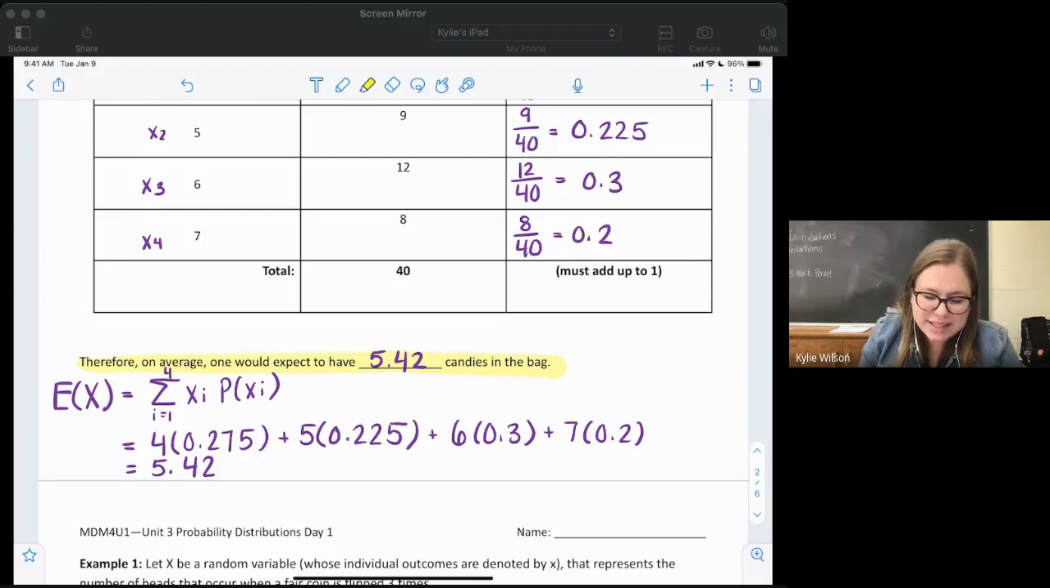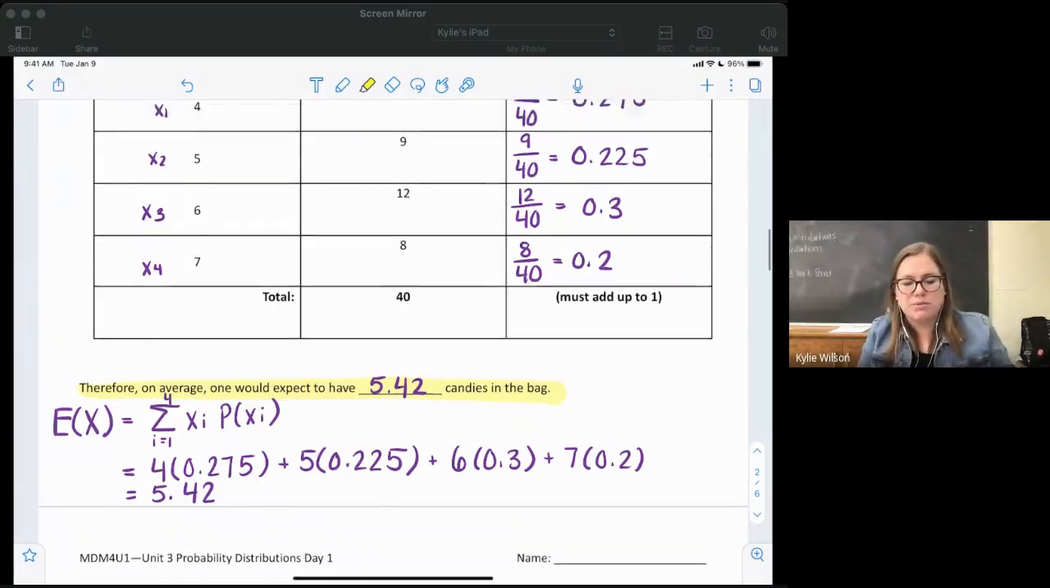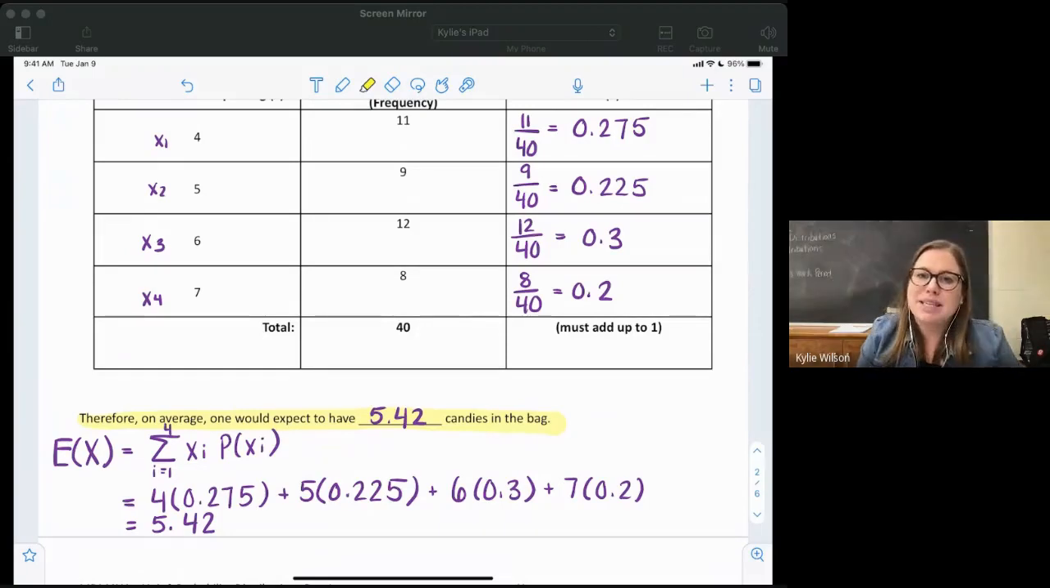And because 5.42 is pretty close to right in between our 2 middle numbers, it means that all of my different probabilities are all relatively close. It's not like it's skewed totally to one side. It's all pretty close in the middle. So on average, we should get 5.42 or somewhere between 5 and 6 candies in the bag.